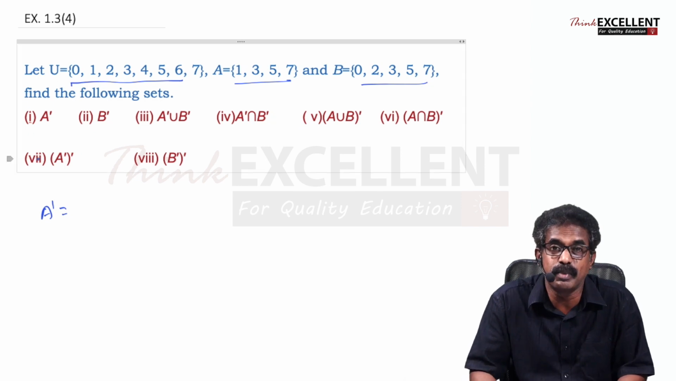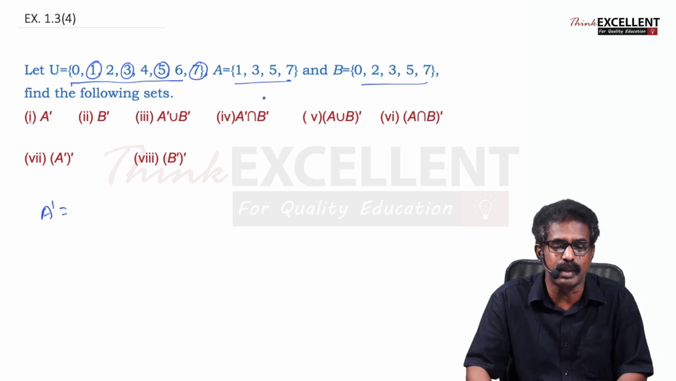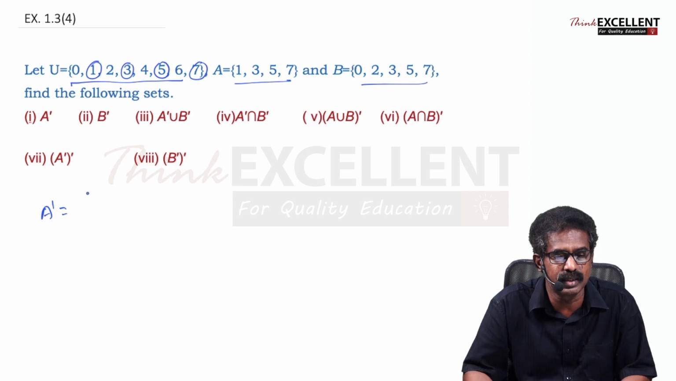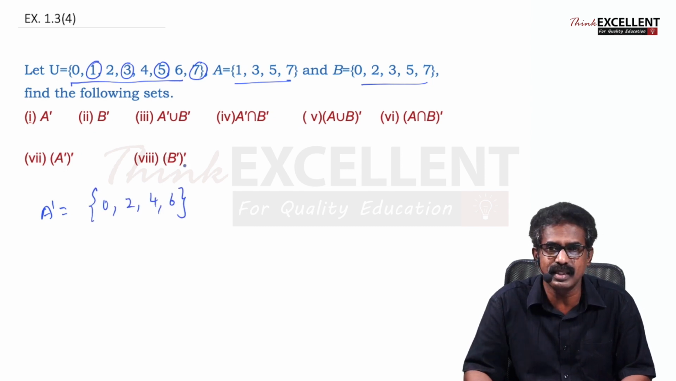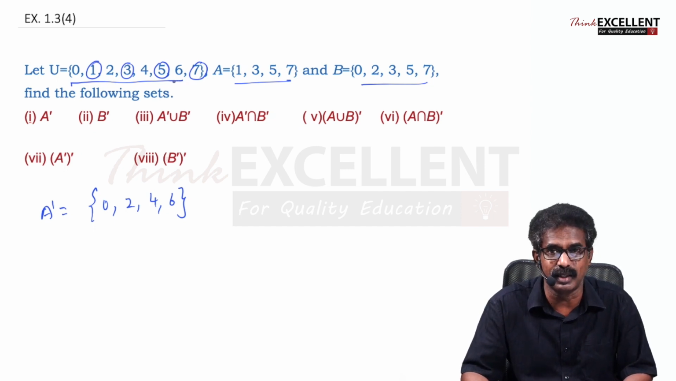So A dash, what's the meaning of A dash? Elements which are not in A, but in the universal set. In A, we have 1, 3, 5, 7. Leave those terms, write the remaining. What are the remaining you see? 0, 2, 4, 6, right? 0, 2, 4, 6. In the initial stage, you can mark like this. Otherwise, no need. In the question paper, you cannot mark anything for the examination.